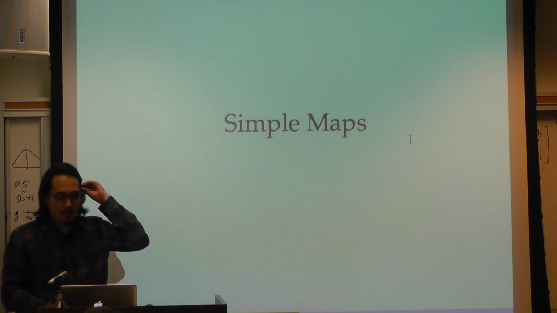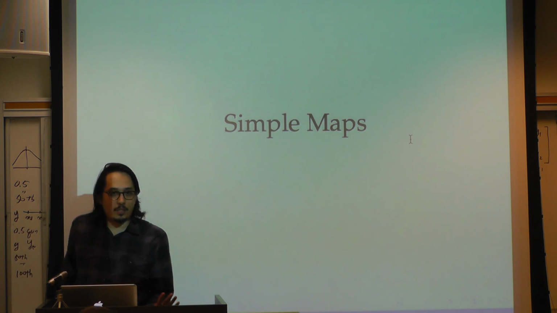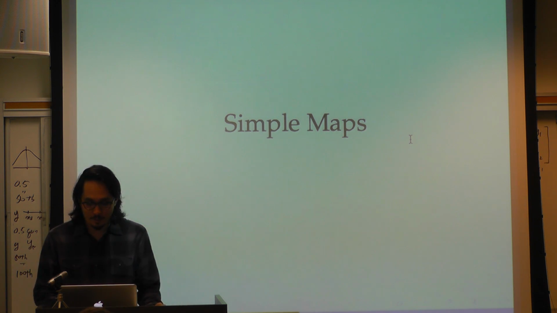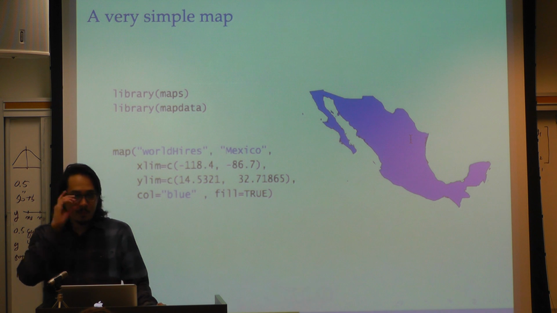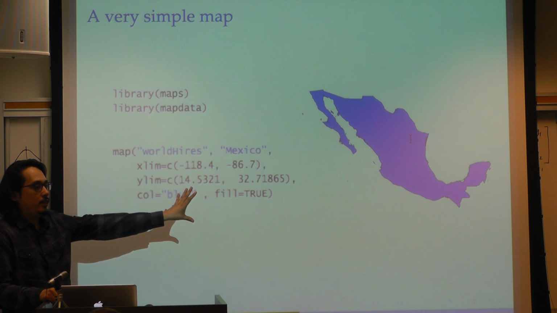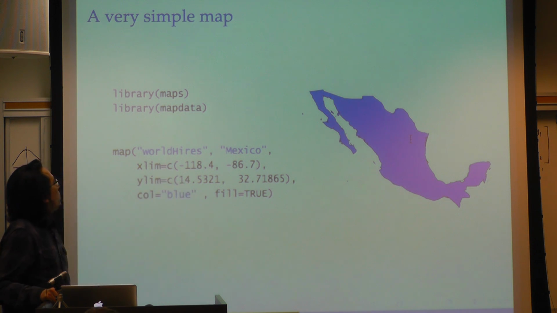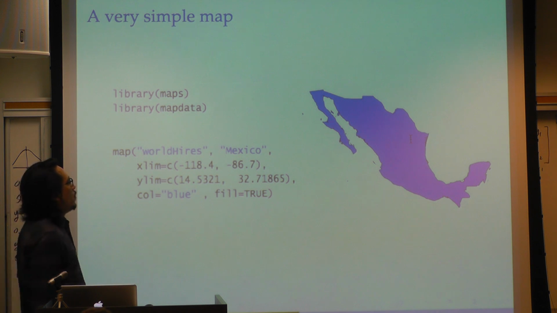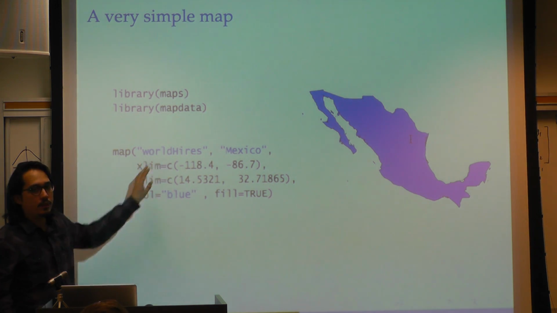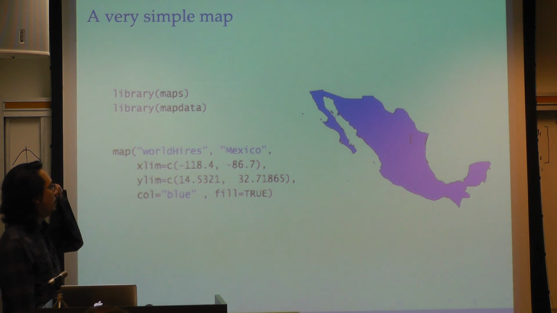Okay, so I'm going to start by showing very simple maps. Probably some of you have some experience, and it's going to be very basic. But in any case, for example, to create this map, I only require loading the maps library and the mapdata library, and then using the map function, I'm specifying that I want to plot Mexico from the worldHires data set that is contained in the mapdata library.